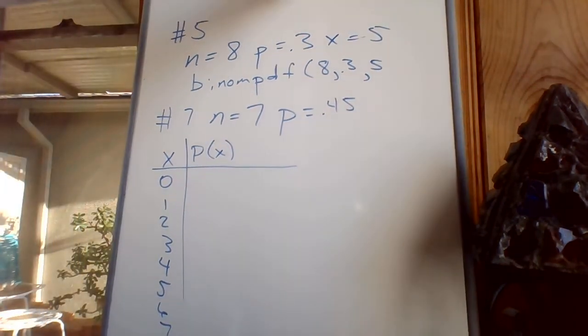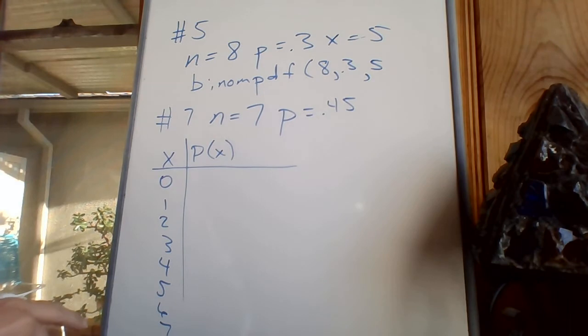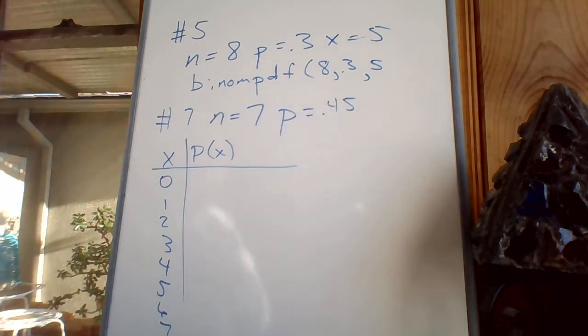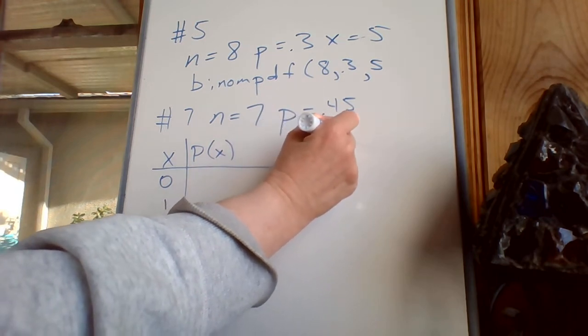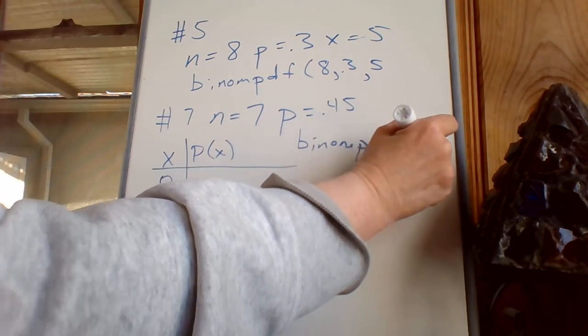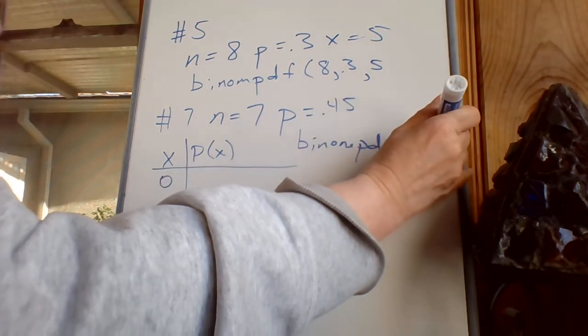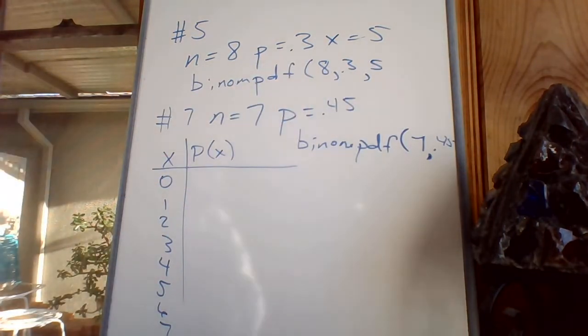And the reason why, so this is like number 7, is because if I put binompdf into my calculator, and then I just put in 7, 0.45, and I forget to answer that last question, okay? I never come right out and say what X is. I just answer 2 out of the 3 questions, and then I just hit enter.